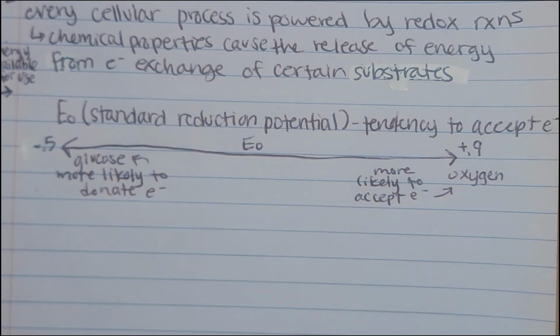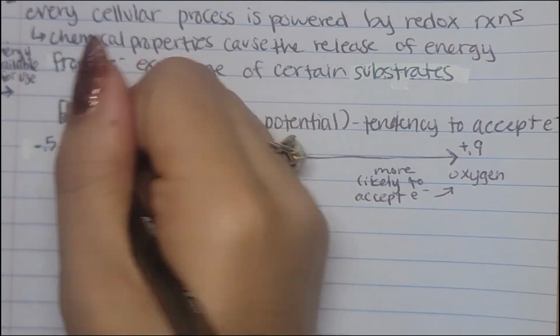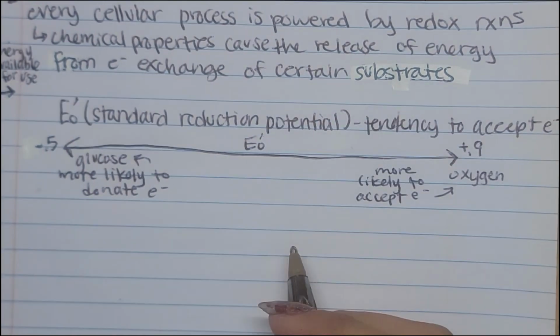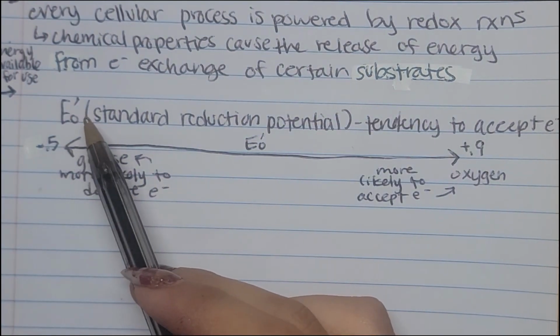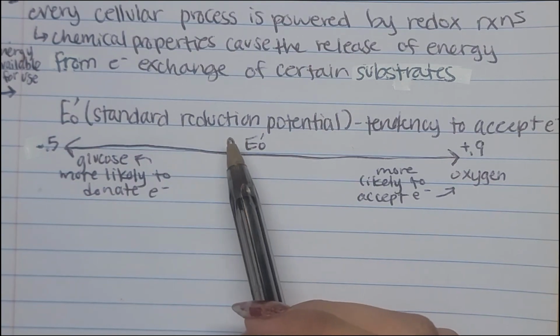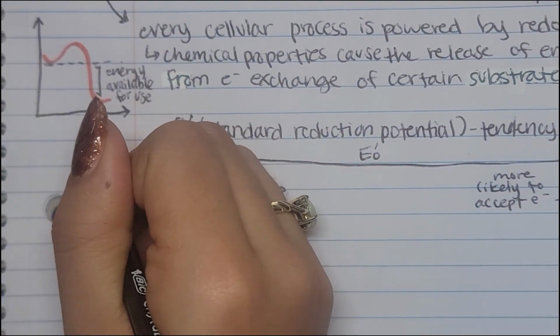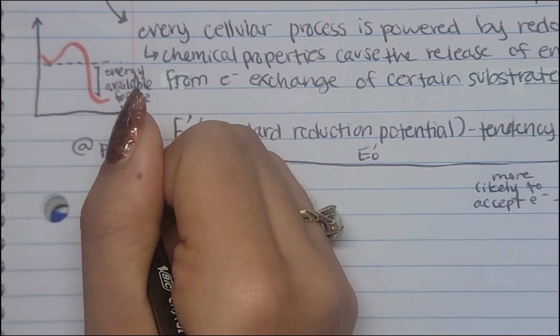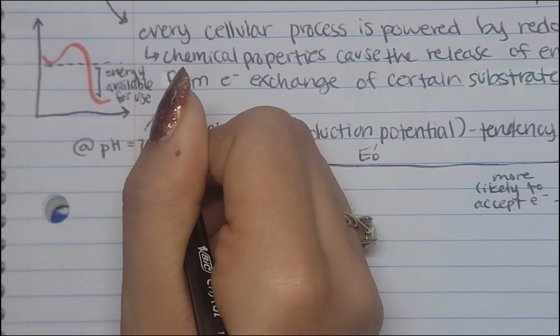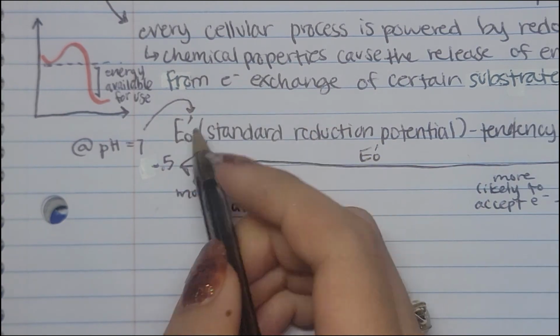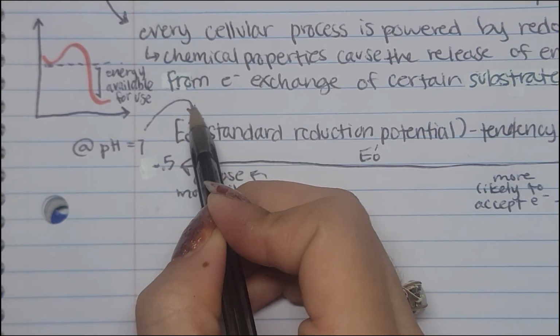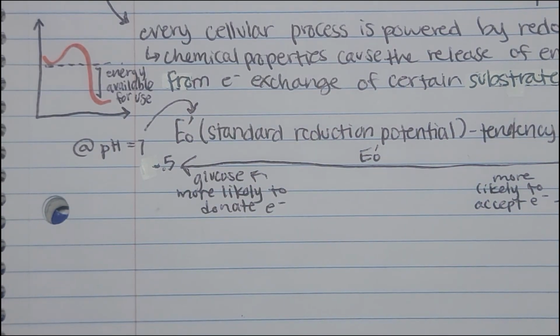Oh, and actually for this class, since we're talking about biological organisms, E naught usually represents, in chemistry, a pretty strange pH. But since we're talking about life, we're going to talk only in terms of pH 7. So this apostrophe here says, okay, we're going to be talking at a neutral pH.